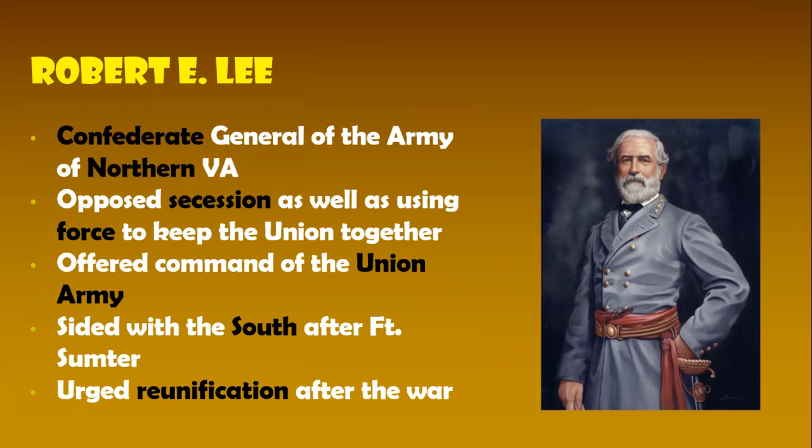Now, Robert E. Lee, Confederate General of the Army of Northern Virginia, he opposed separating as well as using force to keep the Union together. I told you earlier he was offered command of the Union Army, but he turned it down because he would not fight against his home state of Virginia. And that is why he sided with the South after Fort Sumter was attacked. But once the war was over, he was one of the biggest supporters of reunification and fixing the nation and promoting education, because that is how you rebuild.